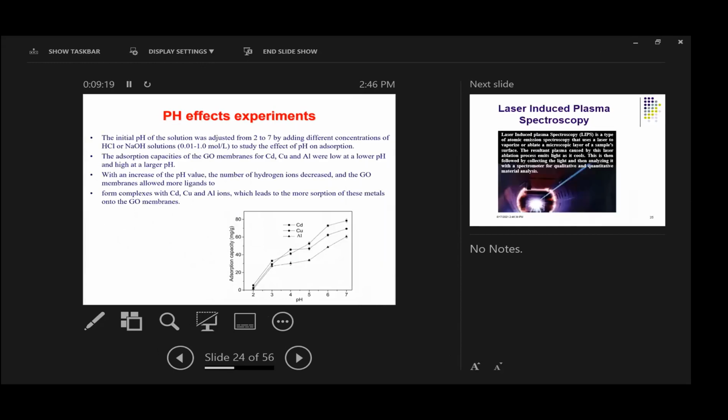Of course, the absorption capacity changes with pH. We can change the pH to improve absorption of some heavy element ions.